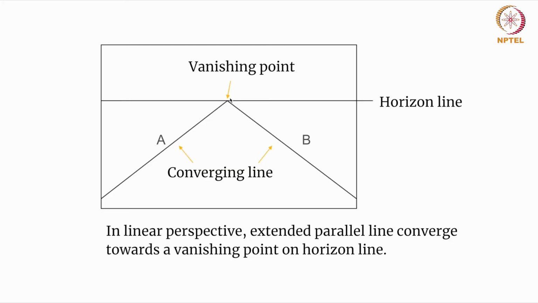So if you look at this image in linear perspective, extended parallel lines converge on one point, which is called the vanishing point. So this is the vanishing point, and these are the two parallel lines. This is how, when we stand on a road and look, we see the road converging on a distant point on the horizon.